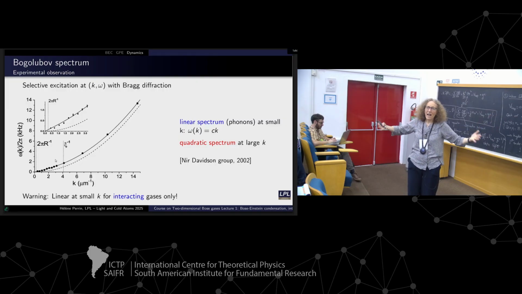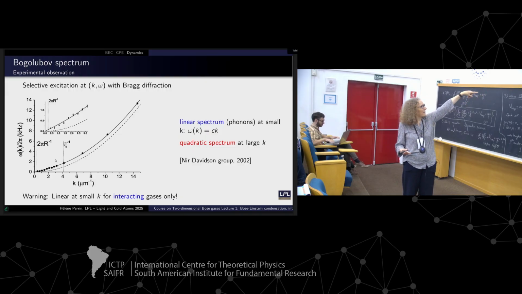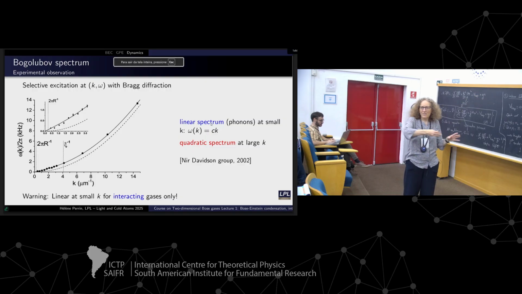So you cannot have waves that have a wavelength which is longer than R. It's meaningless in a trap. So there is a cutoff at small k, which is 2 pi over R, and which is the one they look at in the zoom. And this is to show you that in this particular experiment, this 2 pi over R is very, very small as compared to what they probe.